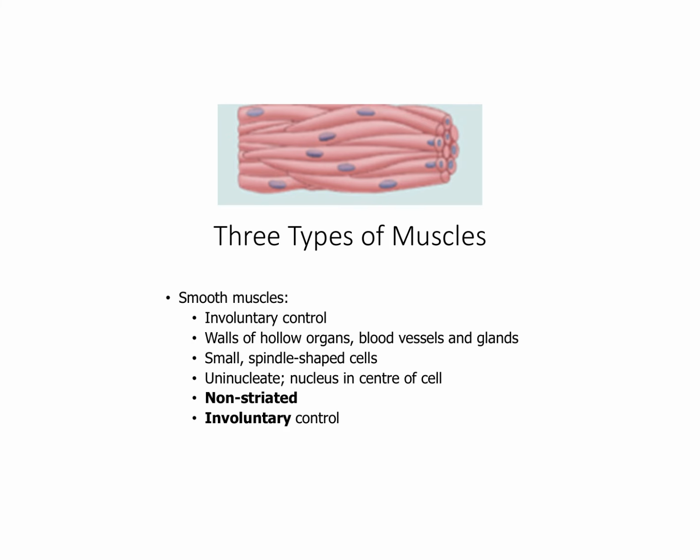Let's talk about smooth muscle, the last of the 3 muscle types you need to know. Smooth muscle is involuntary, meaning you have absolutely no conscious control over it. Your digestive tract keeps moving food along without you thinking about it at all. These muscles line hollow organs, blood vessels, and glands. Their cells are small and spindle-shaped, each containing a single centrally located nucleus. And importantly, they appear non-striated, meaning no visible banding pattern under a microscope.